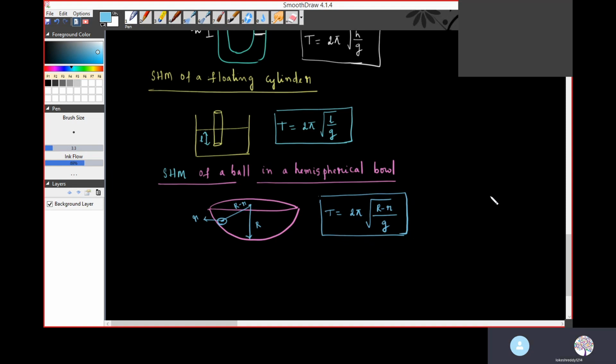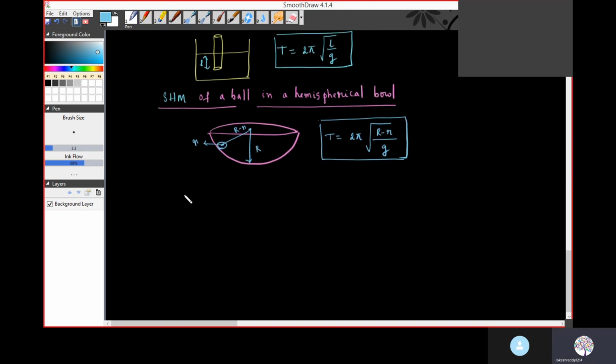Then the next point is SHM of a bar magnet in a magnetic field.